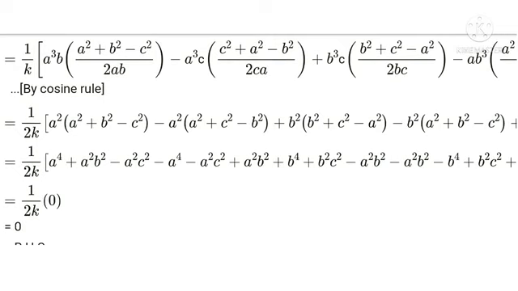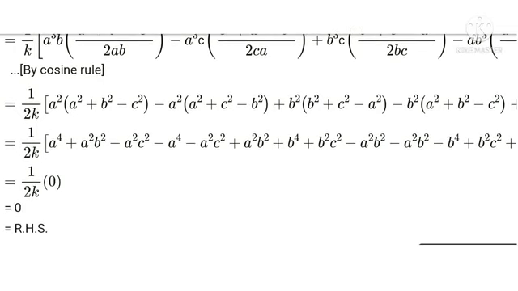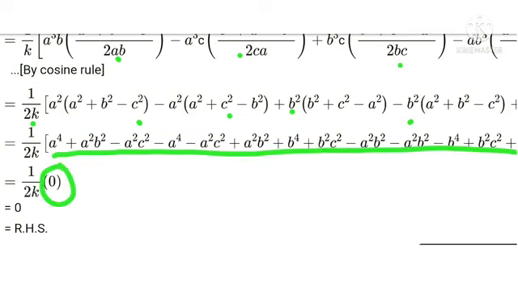We get 1 upon 2k. 2 is common in each term. We get a square into bracket a square plus b square minus c square, minus a square into bracket a square plus c square minus b square, plus b square into bracket b square plus c square minus a square, minus b square into bracket a square plus b square minus c square, plus c square into bracket a square plus b square, and so on. And then lastly, finally, all these terms get cancelled, we get 0. So LHS is equal to RHS, hence the proof.